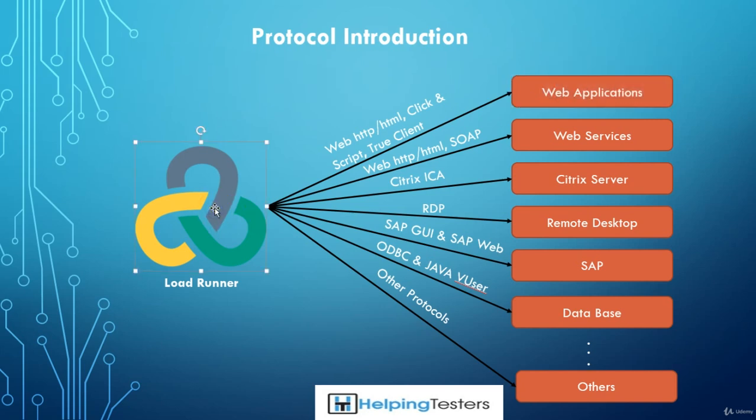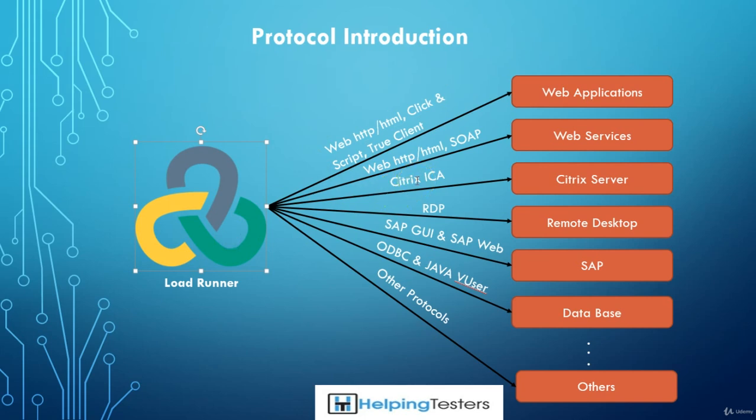If you take an example, if you want to performance test a web application in LoadRunner, let's say Amazon.com, which is an online shopping cart, we can use any of these protocols: Web HTTP/HTML, or Click and Script, or TruClient. These are the three protocols that are commonly offered by LoadRunner.